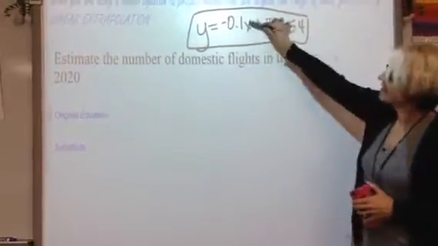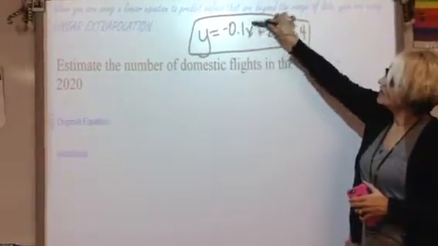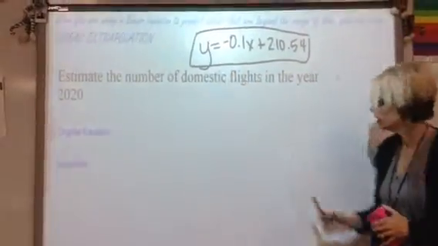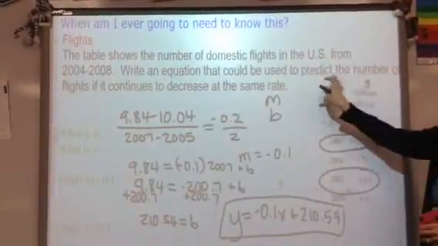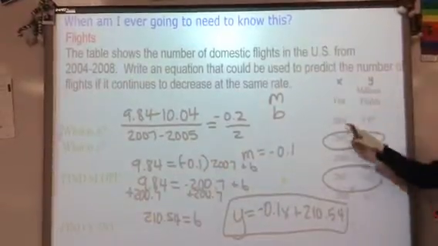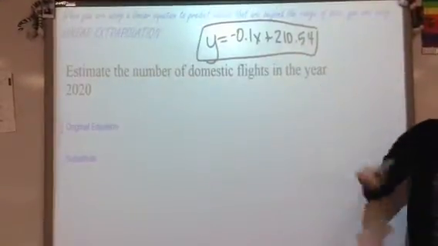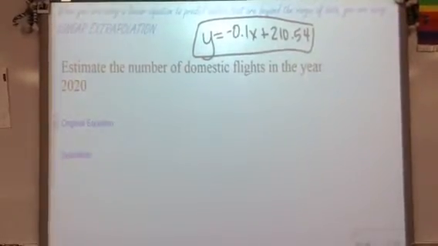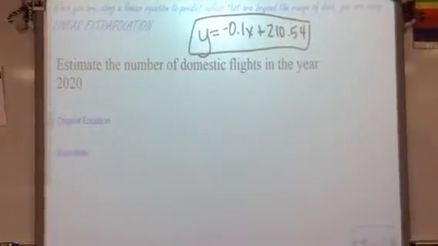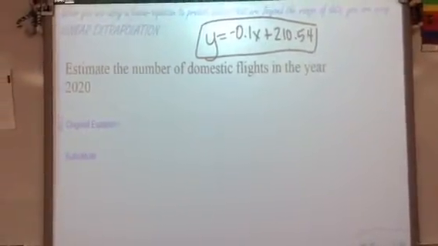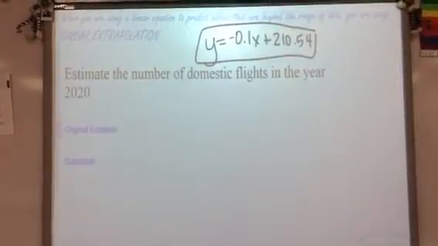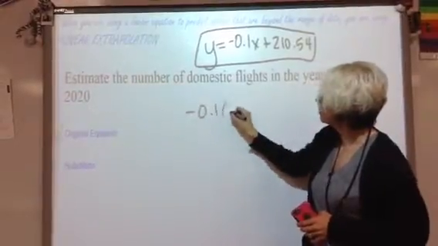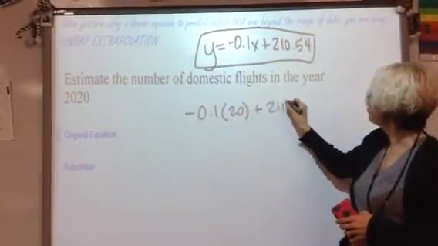So remember, this is going to stand for our years, and this is going to stand for our number of flights. And so when we look back here, this was from 2004 to 2008. So when we plug in our 2020, let me just check right here where we're at. When we plug in our 2020, let's do since the year 2000. So let's make this 20. So negative 0.1 times 20 plus 210.54.